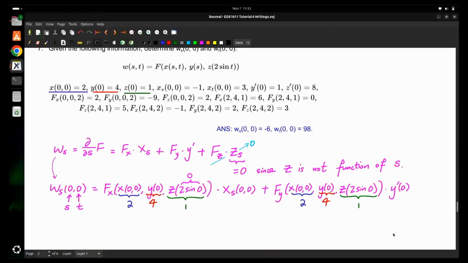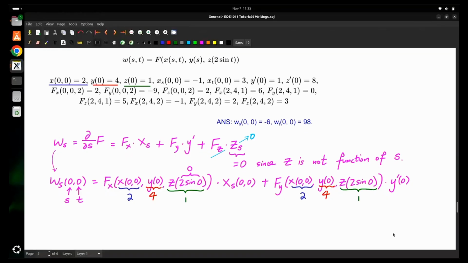Is that okay? So it must be F sub X and F sub Y at (2, 4, 1) that you are supposed to use. So this F sub X at (2, 4, 1) is 6, multiplied by X sub S at (0, 0). This X sub S at (0, 0) is where? It's this one: minus 1.